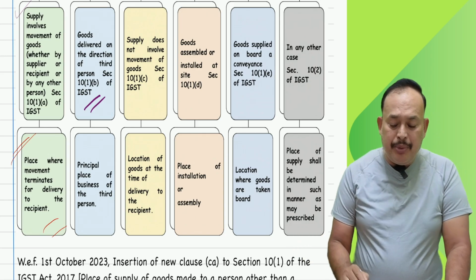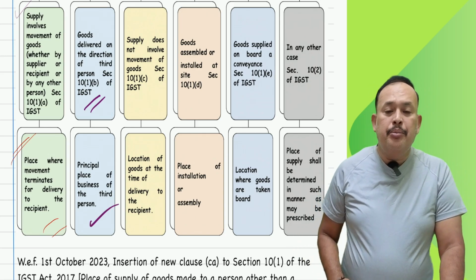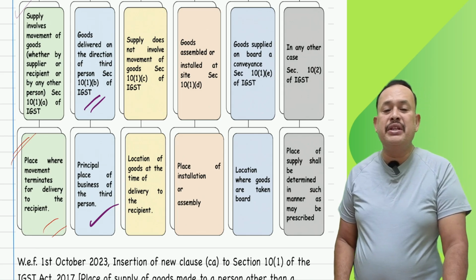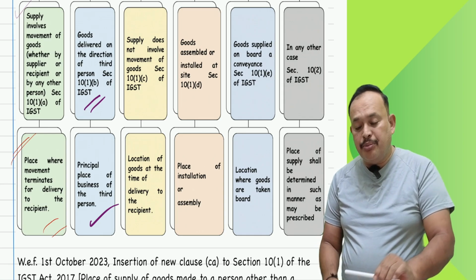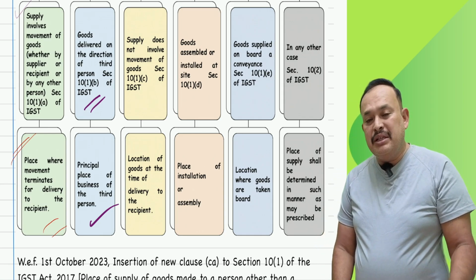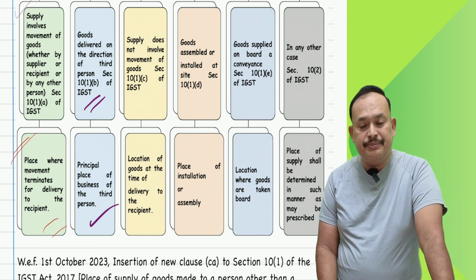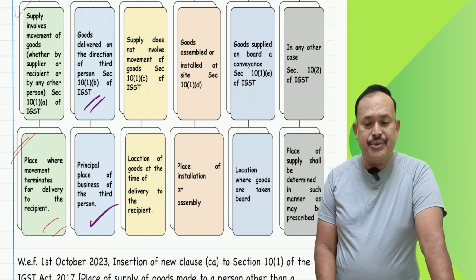The place of supply goes to the principal place of business of the third person. How to understand this? Very simple.